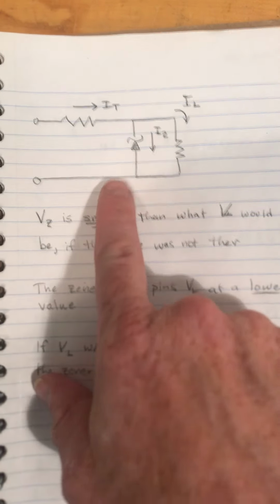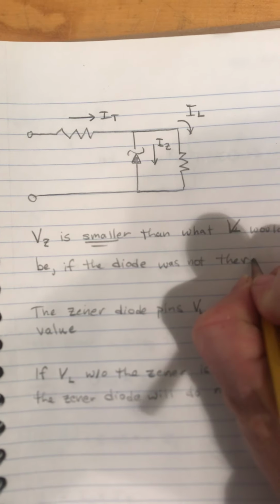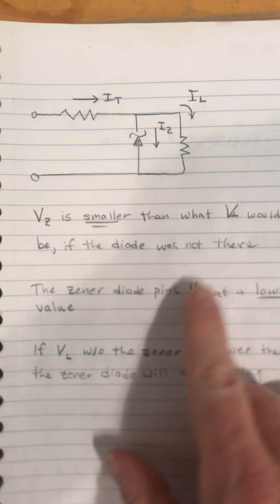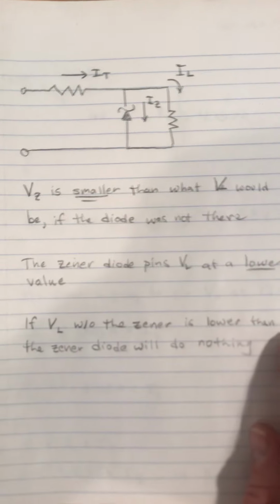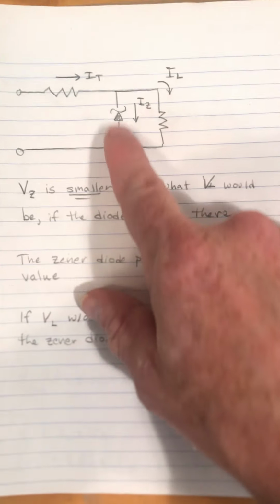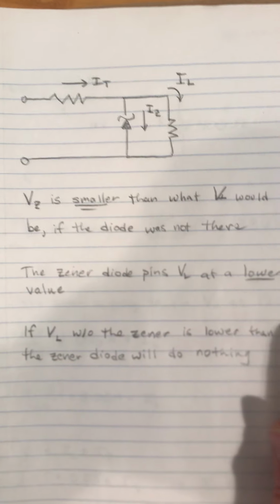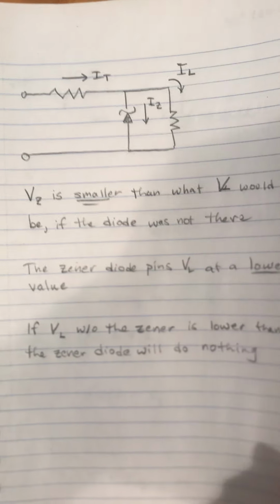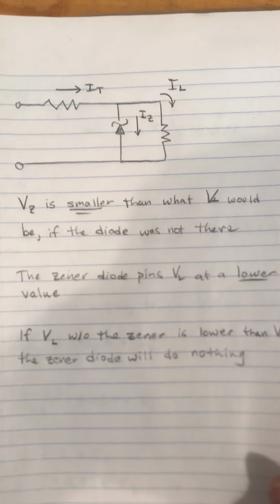The Zener diode's voltage of 12 volts is smaller than what V sub L would be if the diode was not there. The Zener diode is actually going to pin V sub L at a lower value. If V sub L without the Zener diode is lower than V sub Z, then the Zener diode is actually going to do nothing. It's not going to be in breakdown mode. And the way that I wrote down the problem in class, that was the case. The Zener diode would have done nothing.